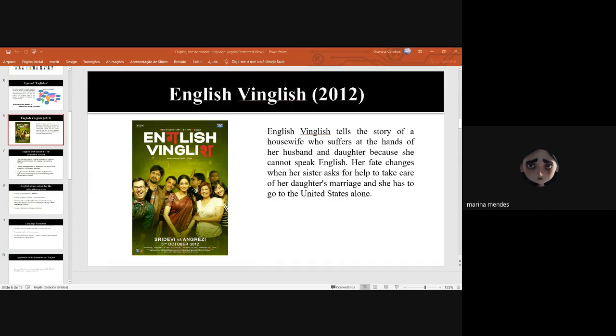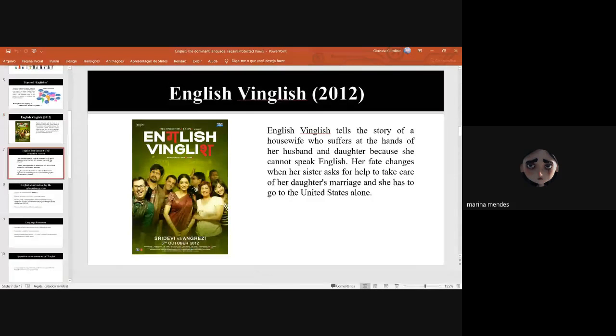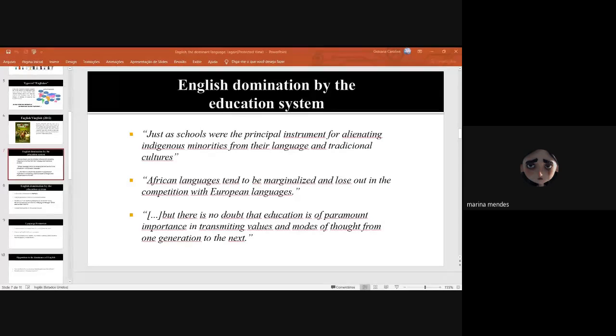Next, Jill. English domination by the educational system. In the book, he brings some characteristics of the domination of English. The relationship between learning of languages in educational establishments and use of language for a range of societal purposes is not a simple one, but there's no doubt that education is of paramount importance in transmitting values and modes of thought from one generation to the next.